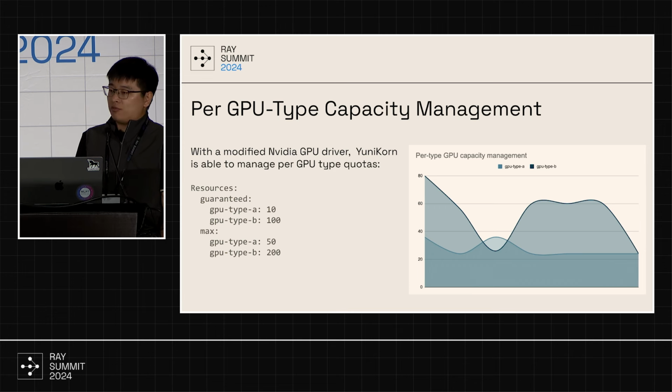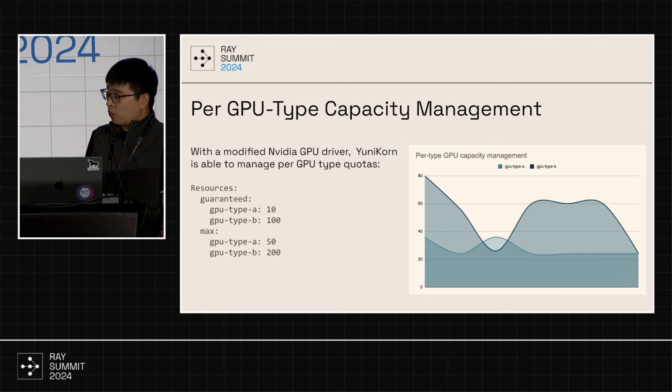That for us is not very convenient, because in some cases, for some high-end GPUs, we want to limit the usage for teams, and we want them to use cheaper instances if possible. So we don't have a really good story to manage different types of GPUs. We're exploring a way to use a modified GPU driver to expose different GPU types as resources. Then you can really manage them by YuniKorn.